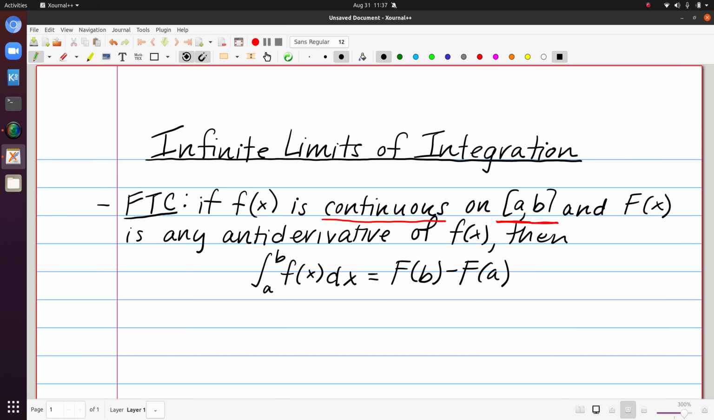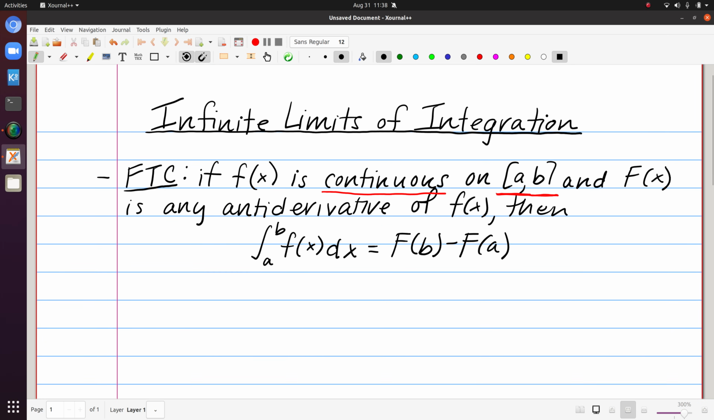Before we talk about improper integrals, I would like to review the fundamental theorem of calculus. In particular, I want to point out two important assumptions. So we start by assuming that f of x is continuous on the closed interval from a to b. Then if capital F has derivative little f, we can find the definite integral of little f on the interval from a to b as capital F of b minus capital F of a.